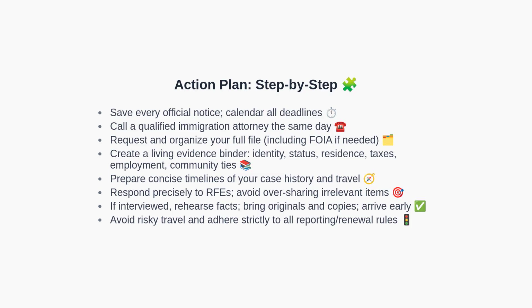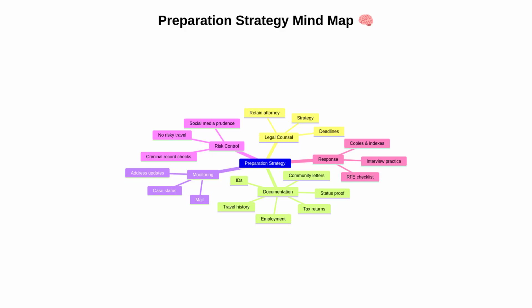Next, we'll visualize preparation strategies with a mind map. This mind map centers on preparation strategy. One branch covers legal counsel, including retention, deadline management, and overall strategy. Another emphasizes documentation, such as identification, proof of status, taxes, employment records, community letters, and travel history. A third focuses on monitoring mail, case status, and address updates. A fourth addresses risk control, including avoiding risky travel, reviewing any criminal record issues, and using discretion on social media. A fifth outlines response tactics for RFEs and interviews, with proper indexing and copies.